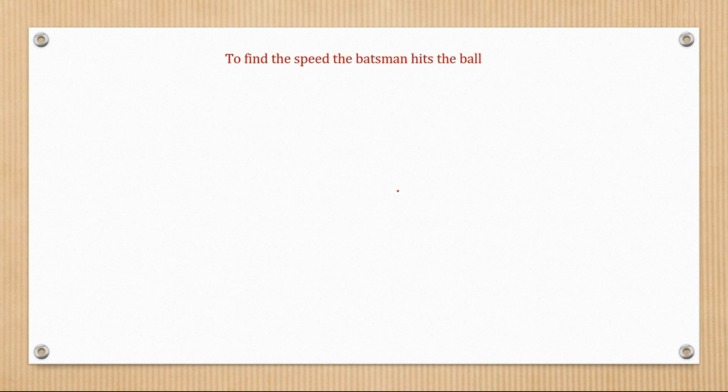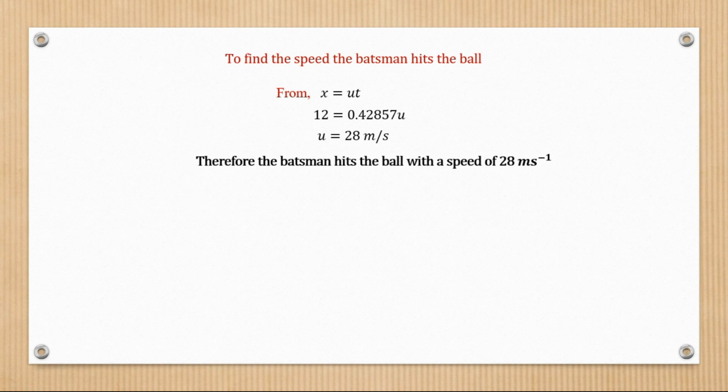So now that we know the time of flight, we can find the speed the batsman hits the ball, which is going to be the velocity u. From x is equal to ut, we know that 12 is going to be equal to 0.42857 u. When you make u the subject, 12 divided by 0.42857 is going to be equal to 28 meters per second. So therefore the batsman hits the ball with a speed of 28 meters per second, and that is the answer.